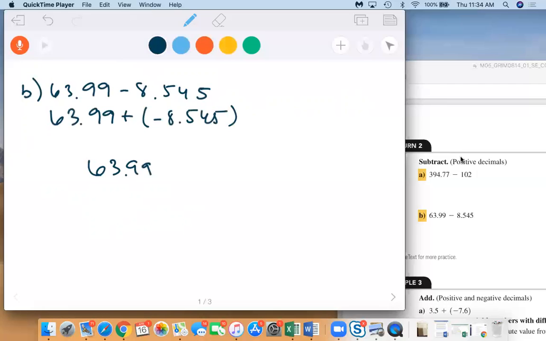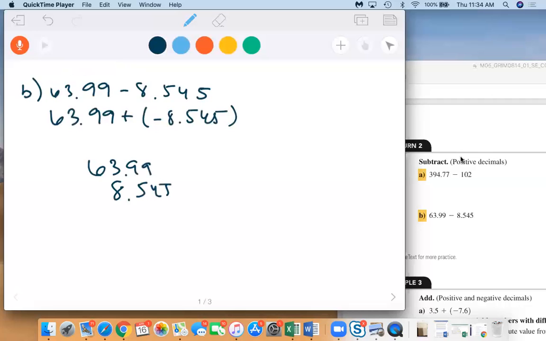63.99. Again, the reason you want to switch it to addition too is once you start getting into subtracting where, like, let's say that this number was bigger than this number, that's something you can't just do a regular subtraction on. And that's why you switch it to an addition problem.